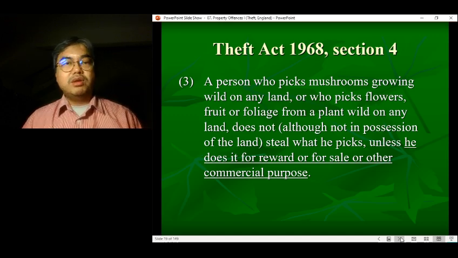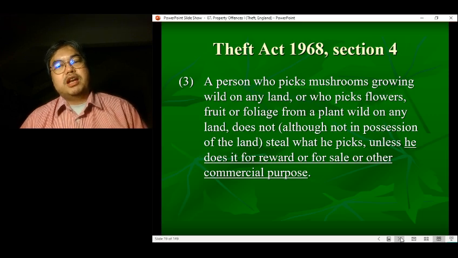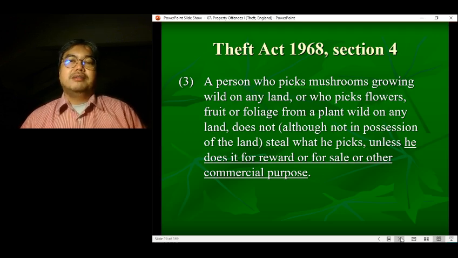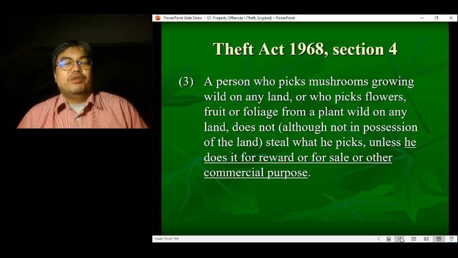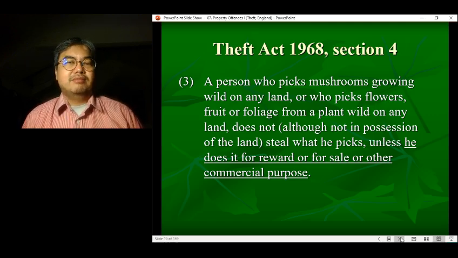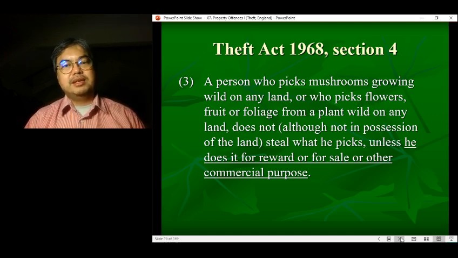So you pick the wild ones, fine. You pick it for your own use, to decorate your room, to eat, fine. But if you do it for reward, and you're talking about monetary reward, so yeah, if you pluck flowers and you give it to another person and you win the person's love, then I don't think that comes under reward. Or you pluck it and then you sell it or you use it for other commercial purposes, then it can be considered to be a subject of an offense for theft.